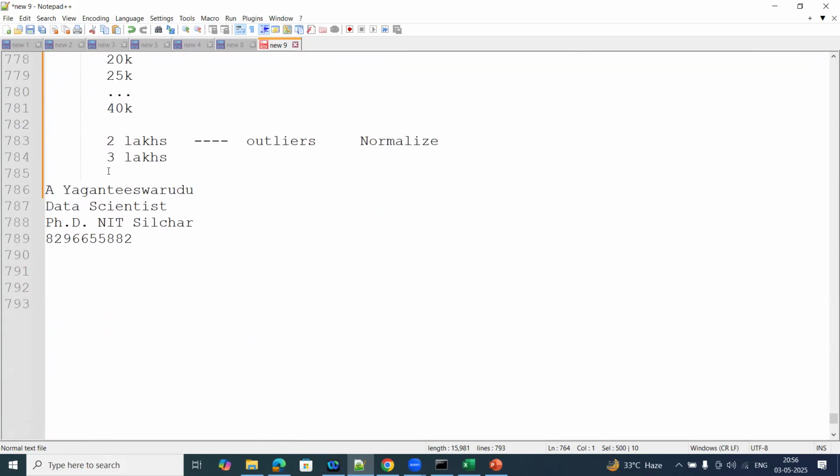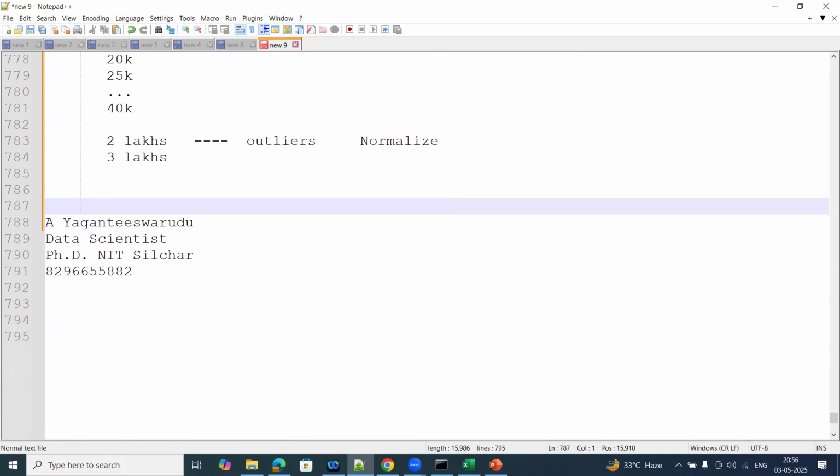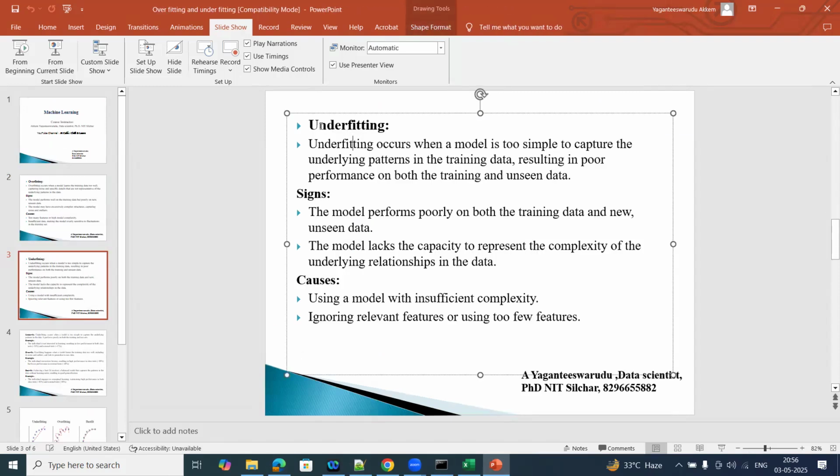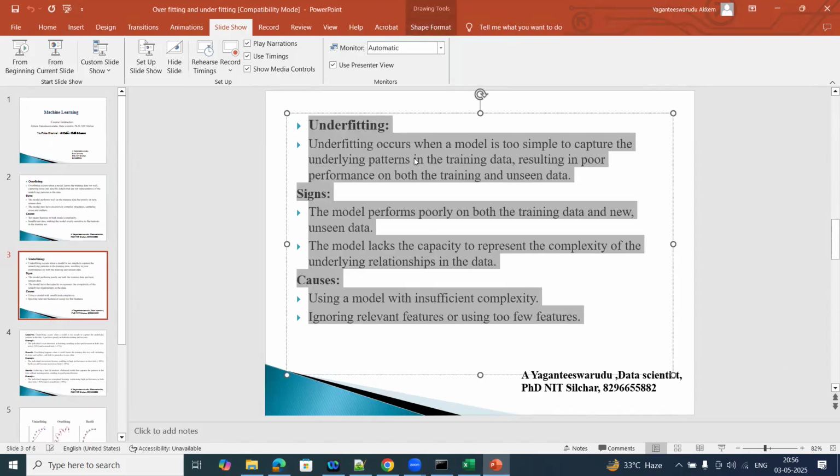Next, what is underfitting? What is underfitting? Let us see our slide, what it contains. So what is underfitting?